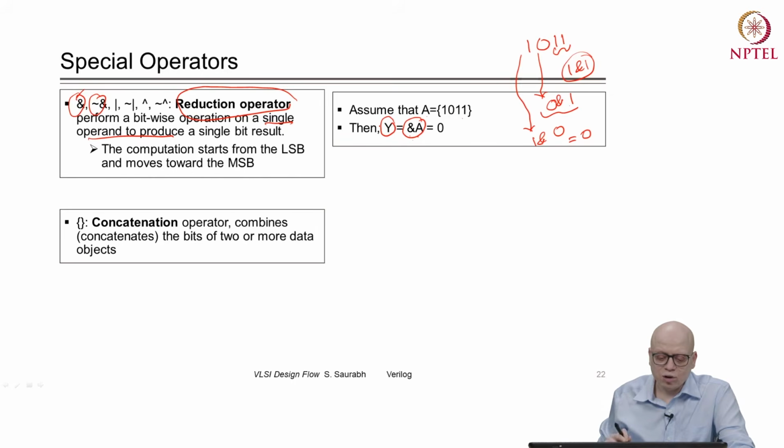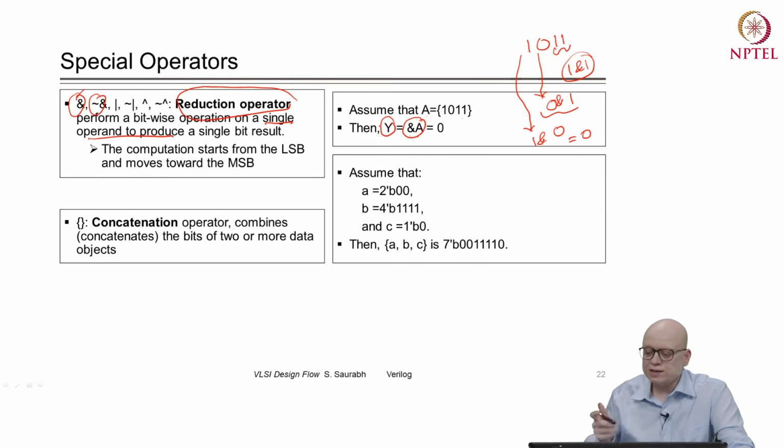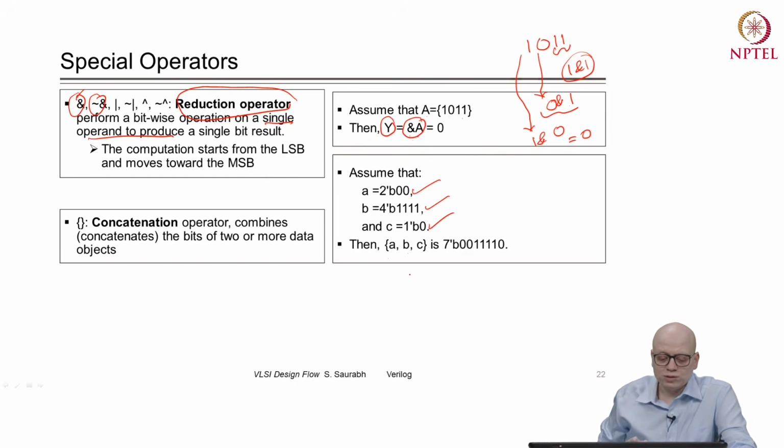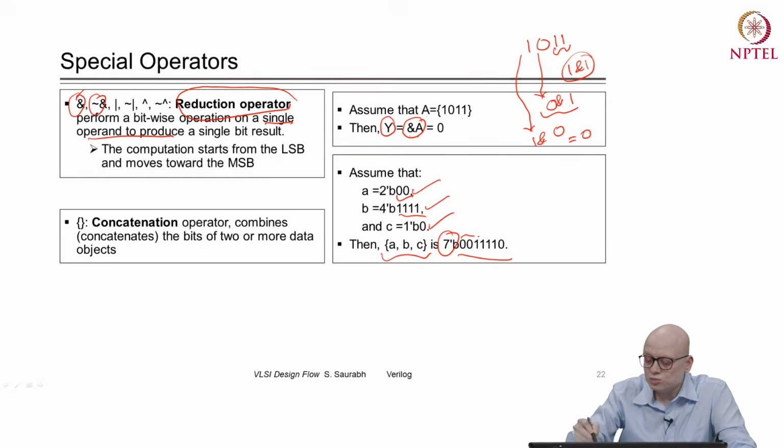Then there is a concatenation operator which combines the bits of two or more data objects. For example, if A is of 2 bits, B of 4 bits and C of 1 bit, and we say A comma B comma C using this concatenation operator, then it will be a 2 plus 4 plus 1, that is 7 bit wide number. First we have these 2 bits, then these 4 bits and then the third.